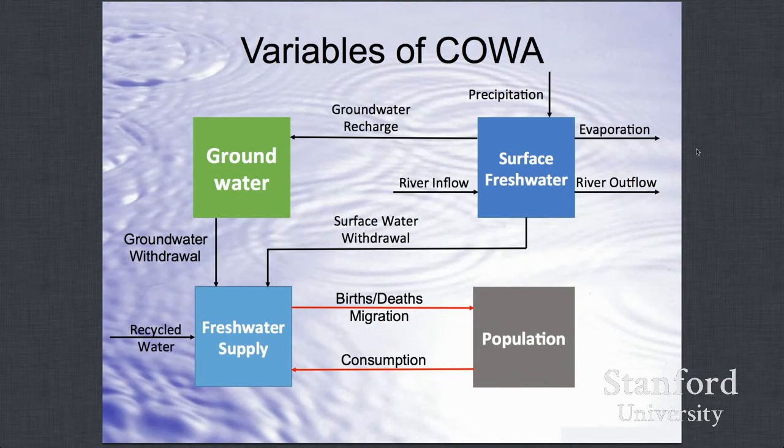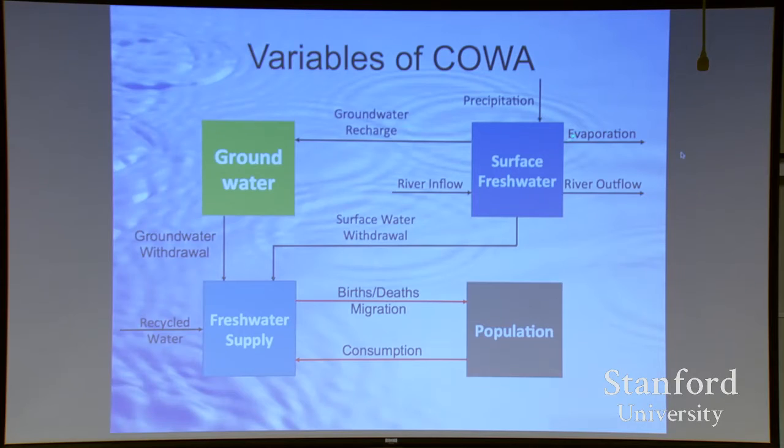So this is a graphical representation of the different state variables. As I said, these are the couplings of precipitation and evaporation to the Earth system model, the climate model. River inflow and outflow rates are coupled to the river routing. There's recharge of groundwater going here, withdrawal from surface water and groundwater, and recycling. The feedbacks, shown in red, are between available water, which affects population growth rate, including migration rates from a region, and consumption and demand, which is determined by population.